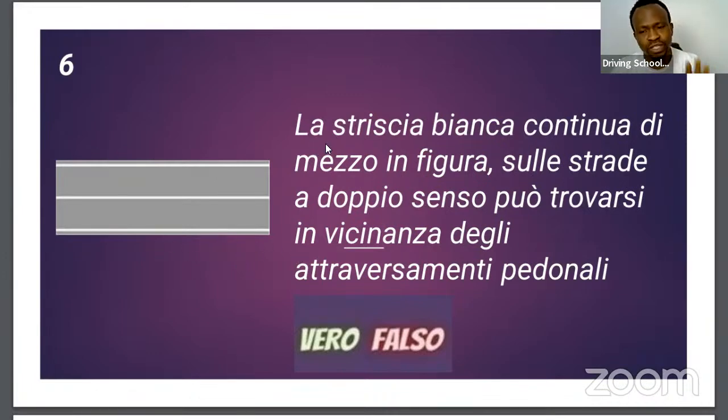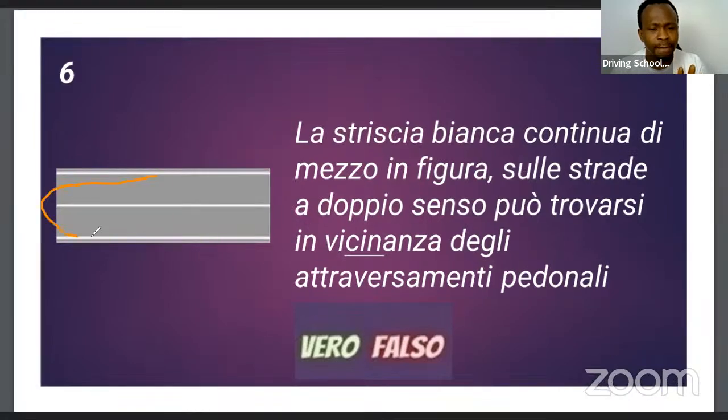For example, the question said, la striscia bianca continua di mezzo in figura sulla strada a doppio senso può trovarsi in vicinanza degli attraversamenti pedonali. That is to say, la striscia bianca di mezzo that they are referring to is this white line. So what they are telling us is that this line can be located in the vicinity of pedestrian crossing, you understand?